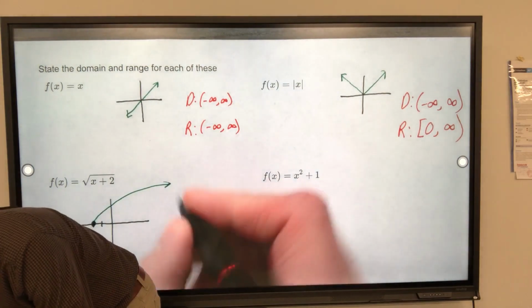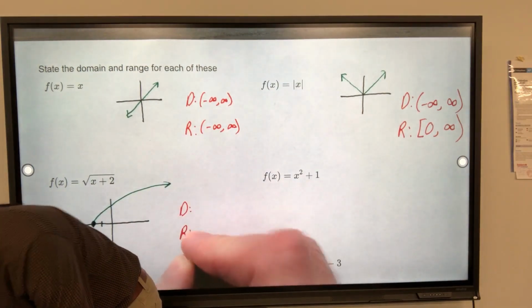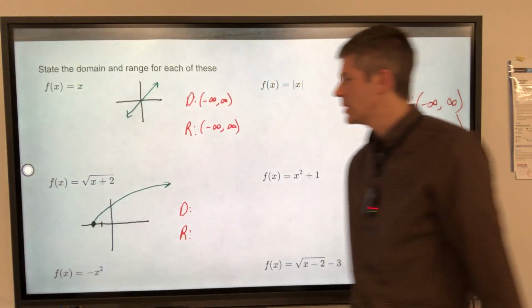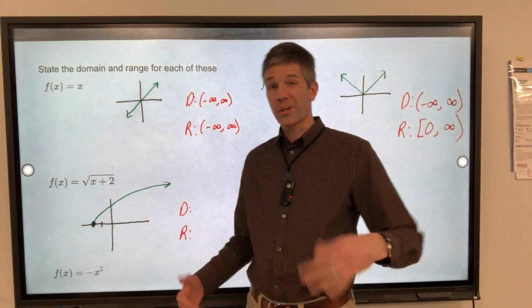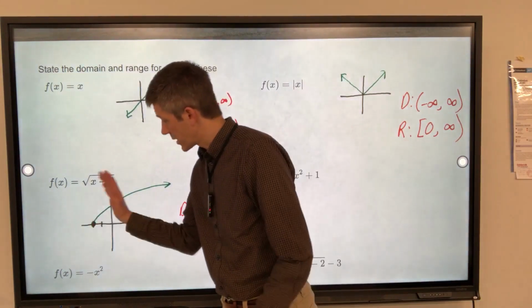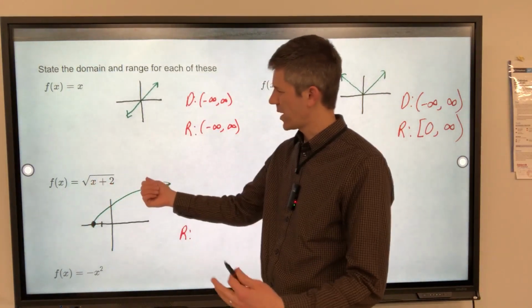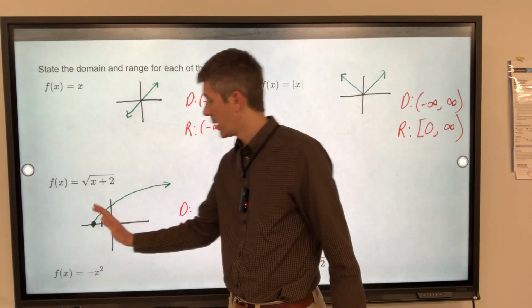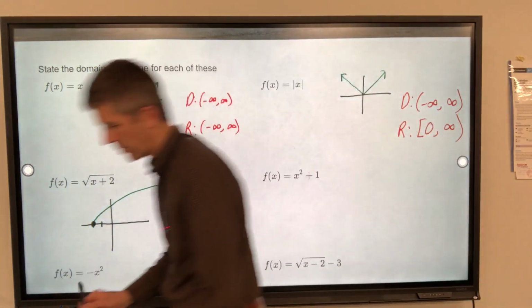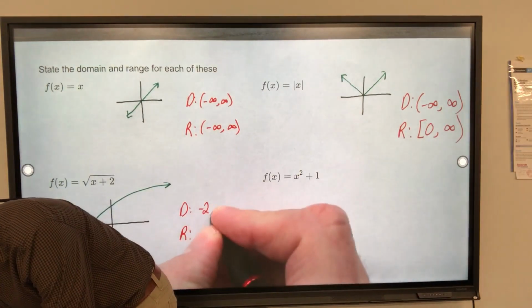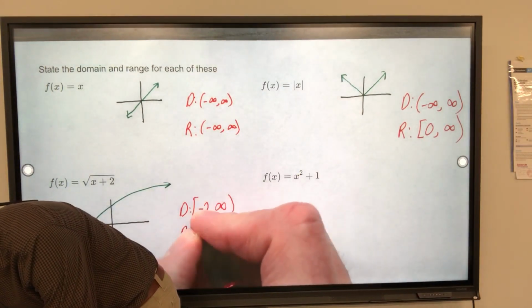So let's do the domain, let's do the range. The domain on this one is going to be, well, which x values can I use? You can look at the equation to figure it out as well. So again, looking at this, thinking, okay, what x values could I plug in? Well, anything from negative 2 and up, which we see on the graph, negative 2 to infinity. So negative 2 to infinity. We do not include infinity, we do include negative 2.